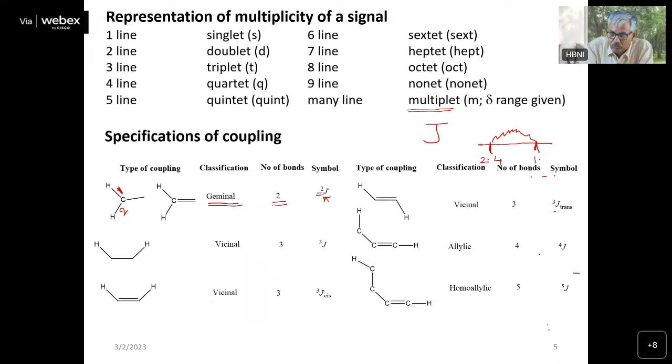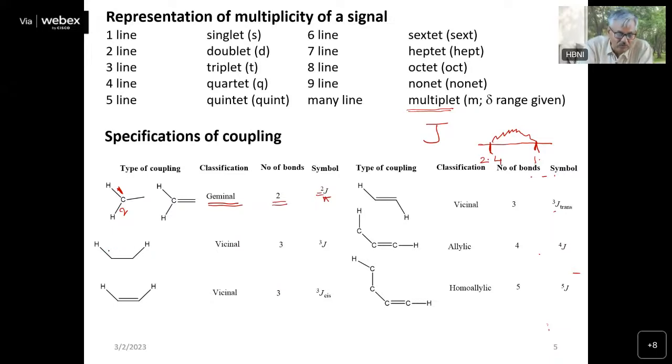We'll be writing the value, so it will be 2J. The 2 is coming from how many bonds are there between the interacting nuclei. So in this case also, this is called 2J and it is also geminal. And this is called vicinal. They are the adjacent carbons.